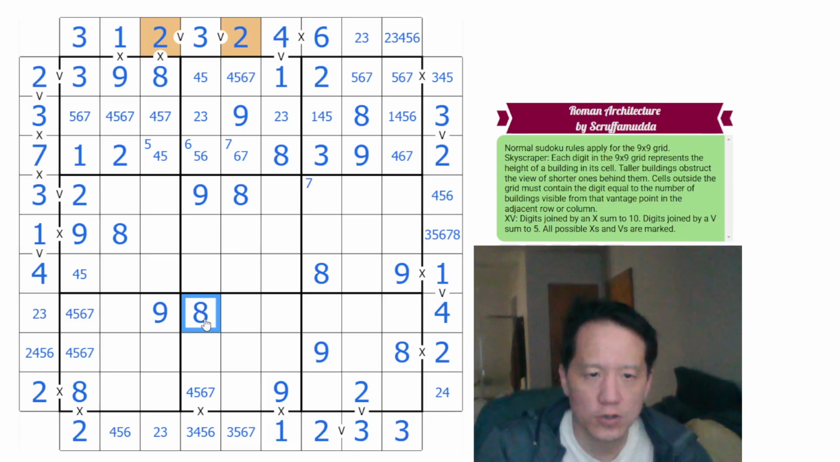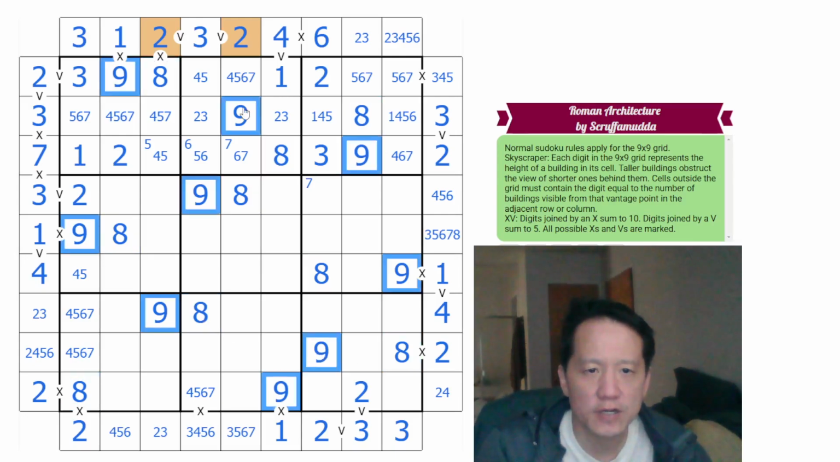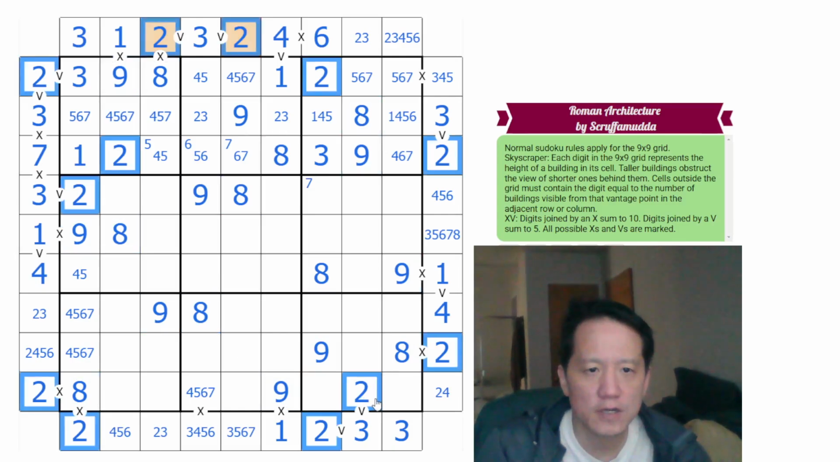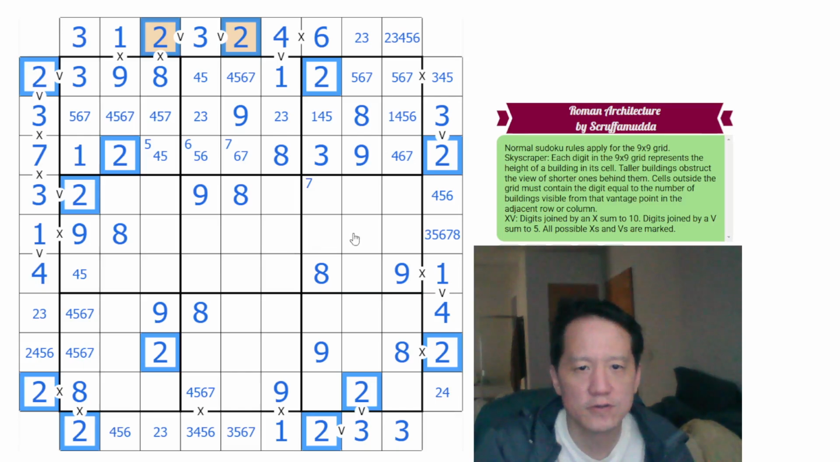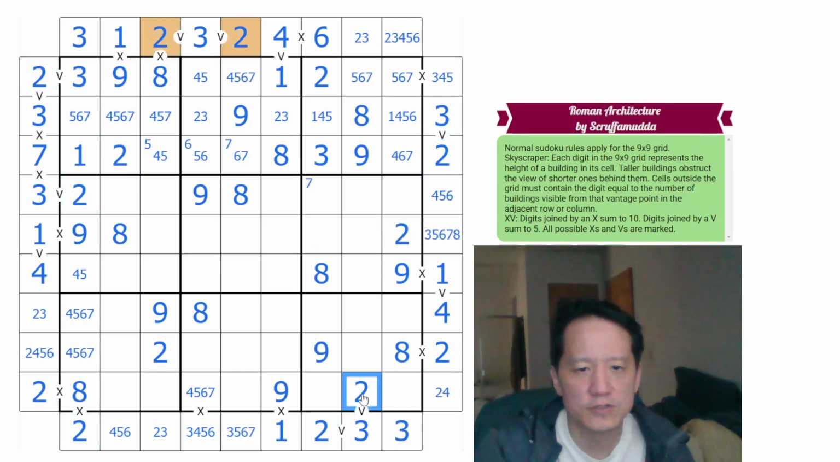Sees 4. Do we have all the 9s? 1, 2, 3, 4, 5, 6. Yeah, we have all the 9s. We have all the 8s. I don't even know if we have all the 2s though. Oh, this has to be a 2 because of what's left. This can't be 2, so this is 2.